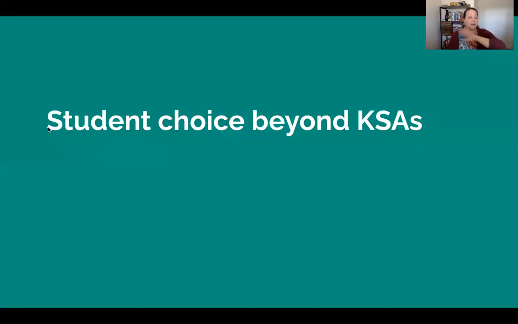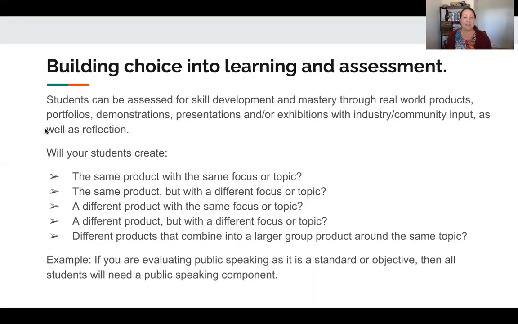Now, beyond the knowledge, skills, and abilities that are kind of your objective for your whole class, students can pull in a lot of choice. And so as you're thinking about assessment, I want you to really look at if it's not one of the things that you need them to learn, you have to let go of control. So you can have all of your students creating the same kind of product with the same focus or topic, but that gets really boring both as a teacher and as a student.